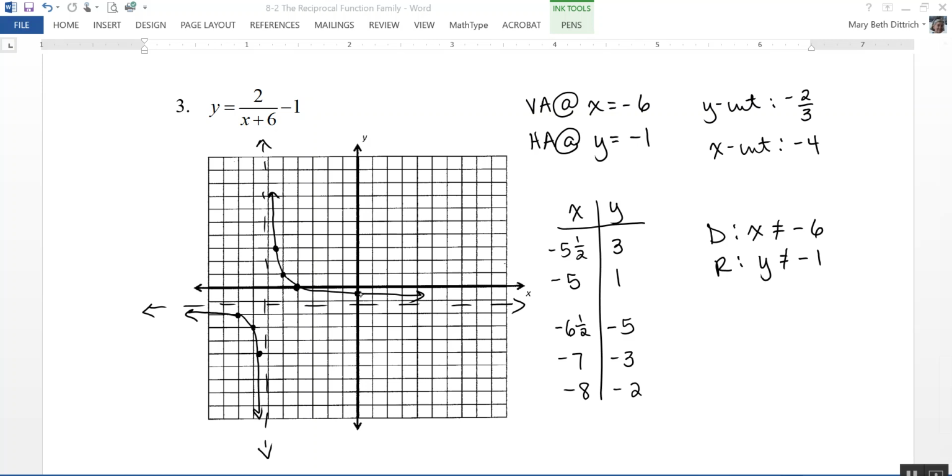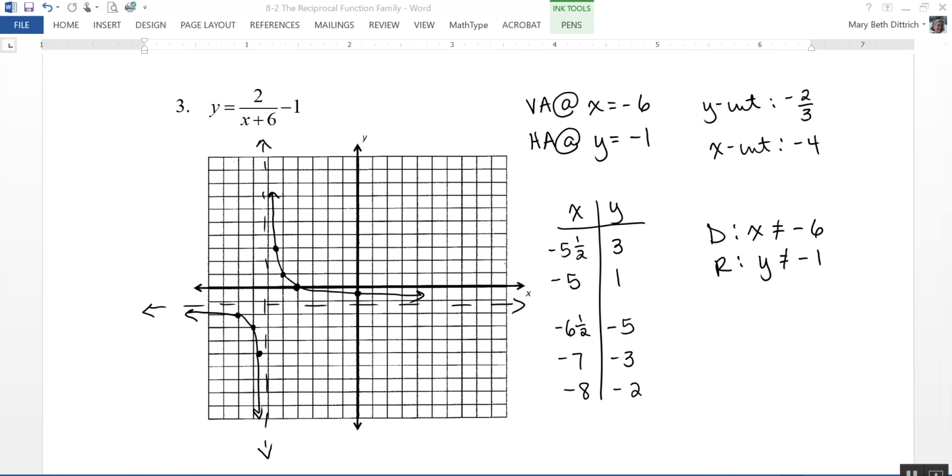I calculated my intercepts: my y-intercept of negative 2/3 and my x-intercept of negative 4, and that gave me 2 points for this section of the graph. So I picked a couple more so that I could get the curve going up this way. I picked x equals negative 5, which gave me a 1, and x equals negative 5.5, which gave me a 3. Then I needed some points for this part of the curve because I didn't have anything from my intercepts. So I did negative 6.5, which is this point here, gave me y is negative 5, negative 7, which gave me 3, and negative 8, which gave me negative 2.